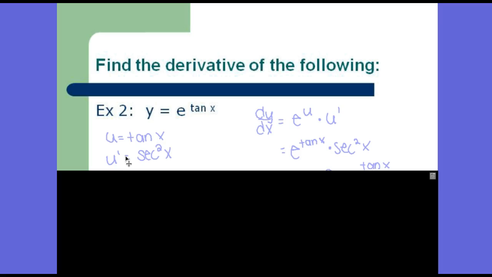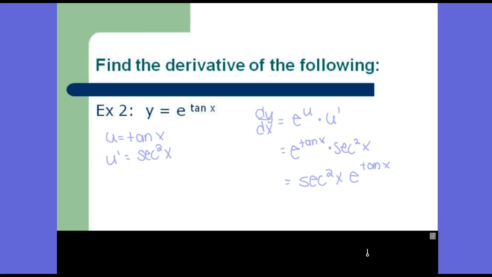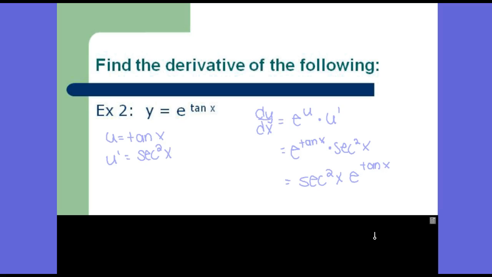There's no way of getting that tan x out of the exponential. The only thing you could do is rearrange the terms so that secant squared, which kind of acts like a coefficient, is in front.